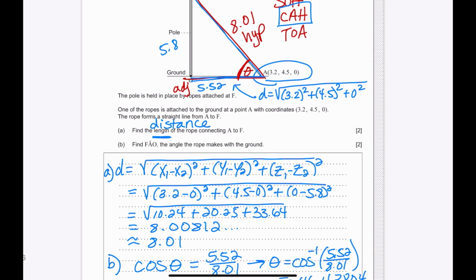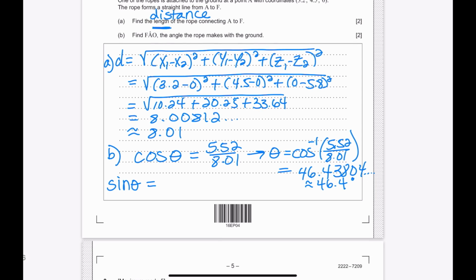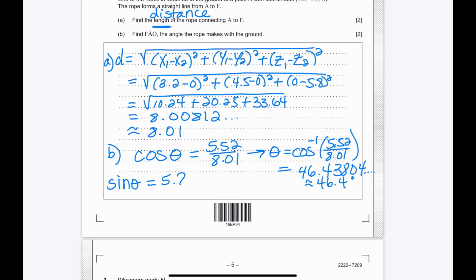So the sine is going to be 5.8 over 8.01. So the sine of theta is equal to 5.8 over 8.01. Same thing, you're going to do the arc sine of 5.8 divided by 8.01. Then you go to your calculator, second sine 5.8 divided by 8.01, and you're going to get exactly the same thing. This is about 46.4 degrees, and that's the final answer.